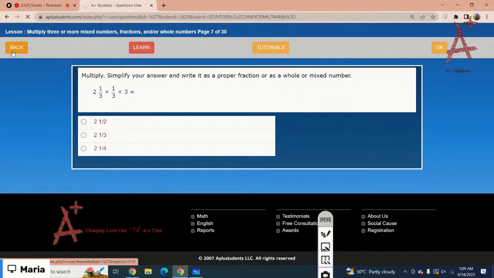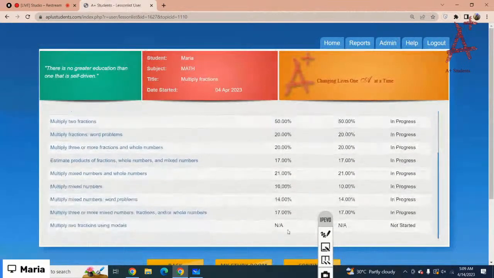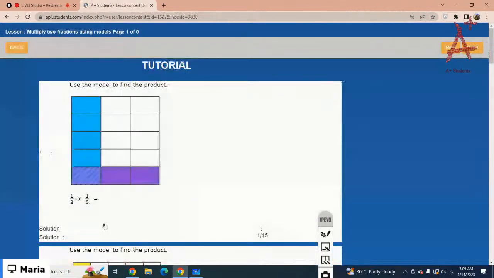The next topic is multiply two fractions using models. Now we're going to see how to multiply the fractions using models. So let's just start with the first question. Okay, 1 by 3 times 1 over 5. Got it?